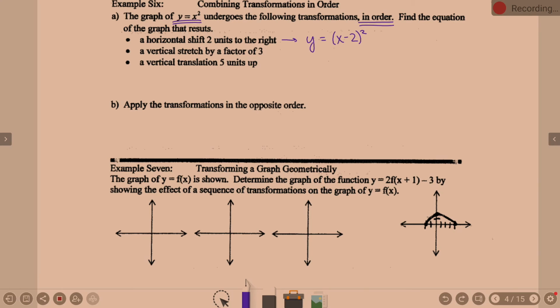Now, the key is to make sure that when you put it in there with the x, we scoot the exponent over, right? If we just say x squared minus 2 and put parentheses around it, it's not really a horizontal shift, it's still a vertical one.